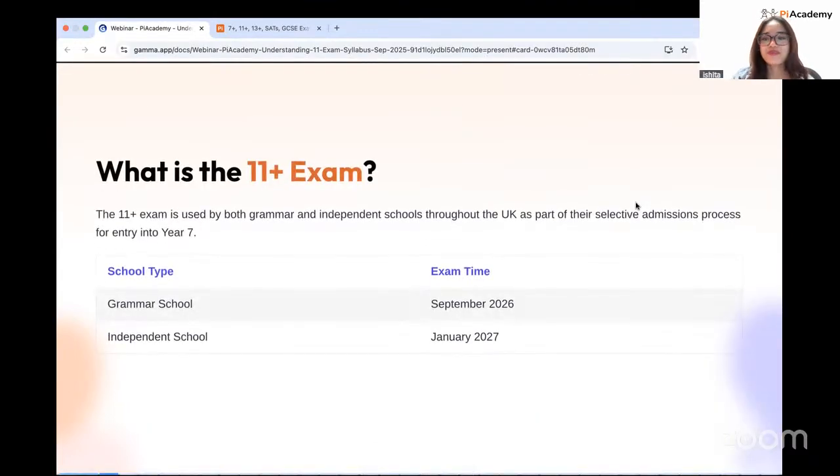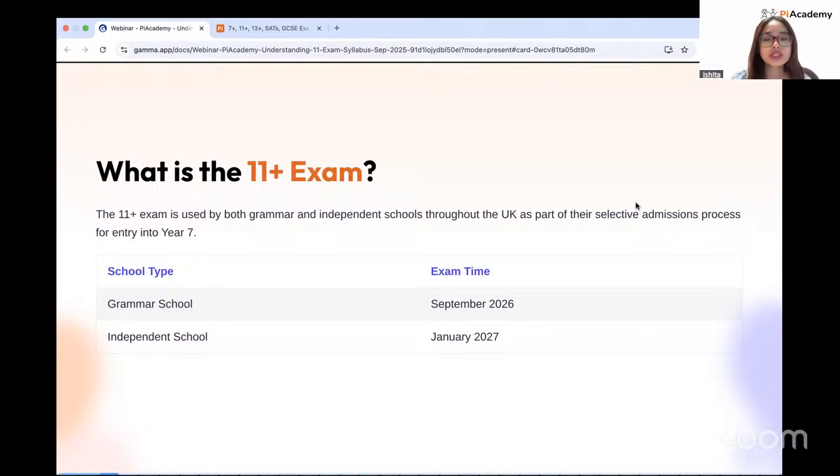So, what is the 11 plus exam? I'm sure many of you already know, but for those that don't, the 11 plus exam is used by both grammar and independent schools here in the UK, and it's a big part of their selective admissions process in order to allow your child to gain entry into year 7 for these top schools. Typically your child will be in year 5 or year 6 in their current school, and then this will allow them to gain access into year 7, so secondary school.